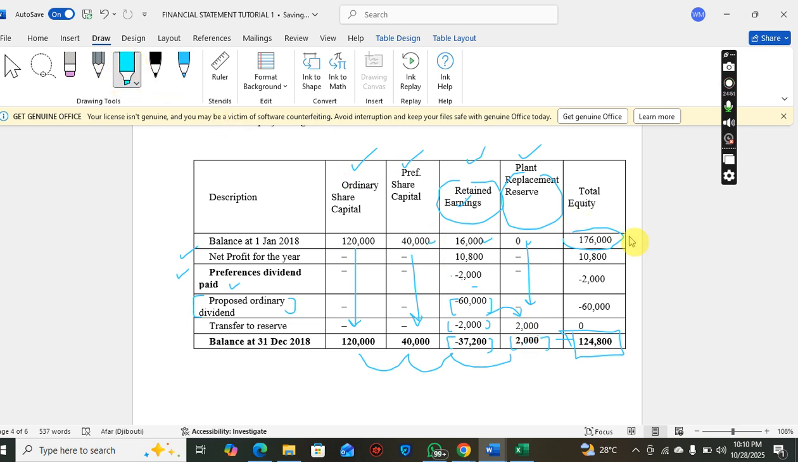And another thing, if you also add here horizontally like this, 176 plus 10,8 plus negative 2,000 plus negative 60,000, you still arrive to this number here. So this statement of equity changes, you are just doing the adjustment to the accounts under the equity section. Any questions before we now move to the balance sheet, statement of financial position?